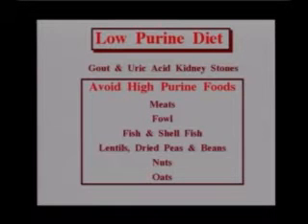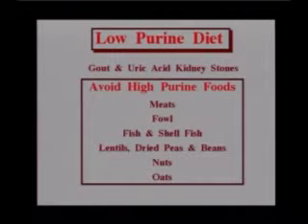Fowl. Now, fowl are birds: chicken, turkey, duck. Fish, shellfish. And notice also we have vegetable sources of protein as well: lentils, dried peas and beans, nuts, oats. If you look at that list, it's primarily protein sources, isn't it?